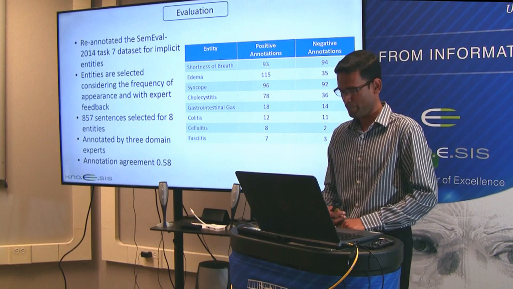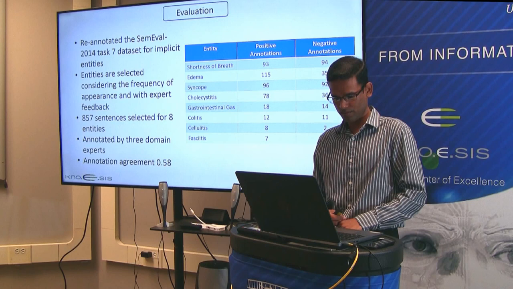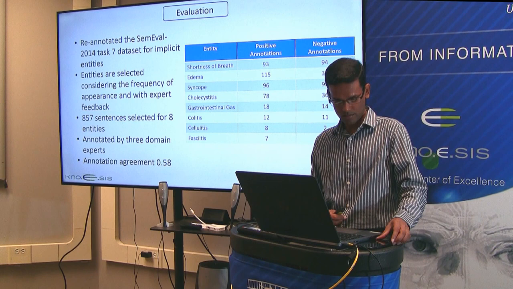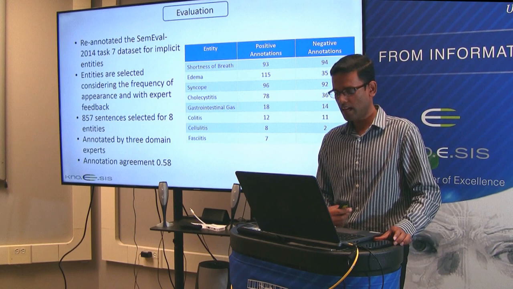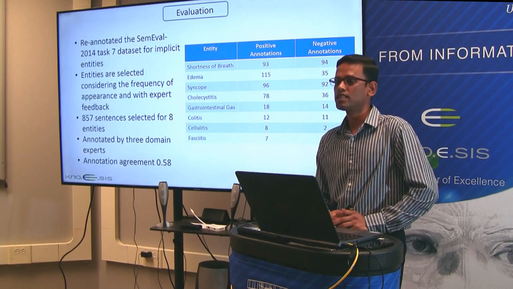And at the end, they still only agreed at 0.58, which is like barely substantial agreement. So this shows that this is a task that's difficult even for humans to do, right? Yes. There are some interesting examples of why this agreement is low, especially in a negated scenario.